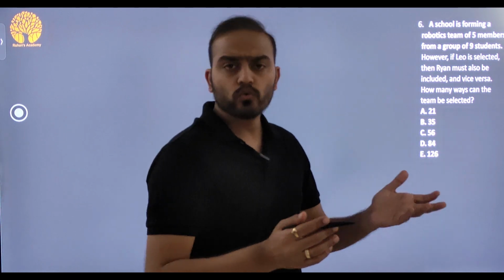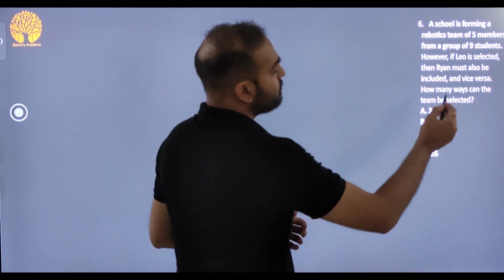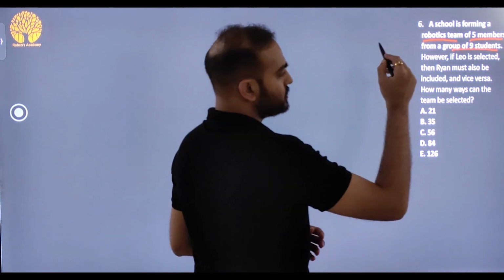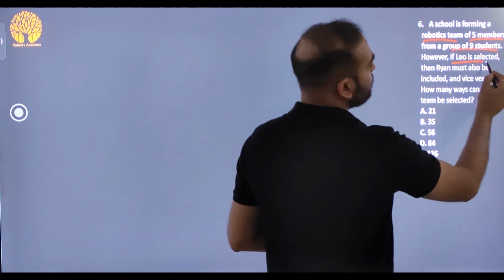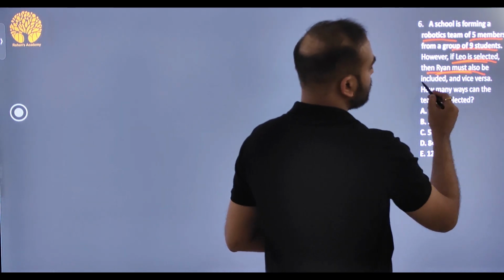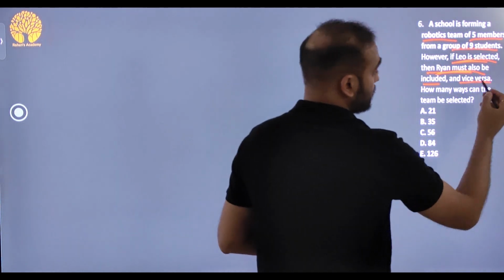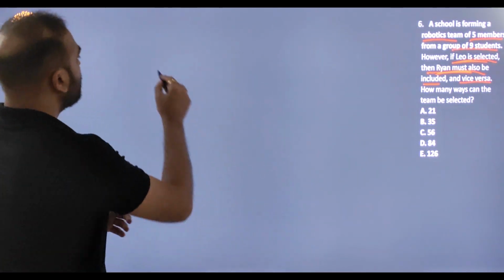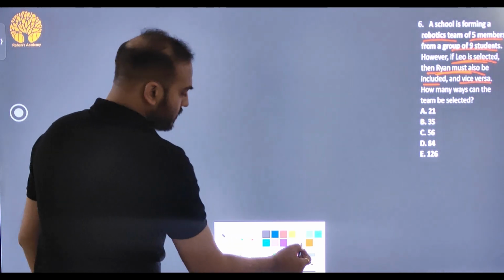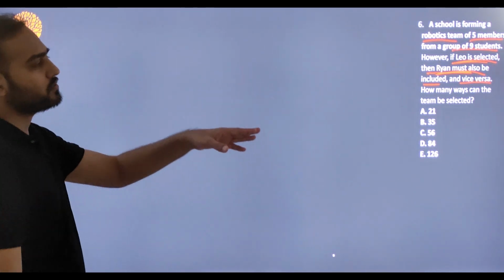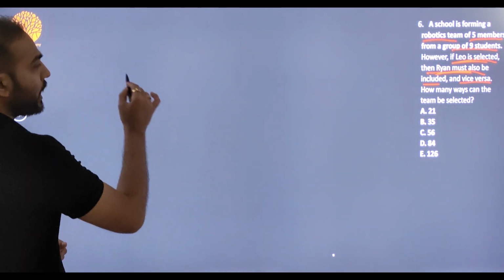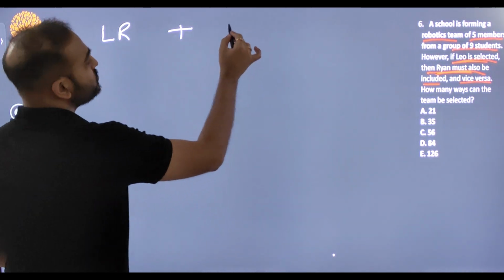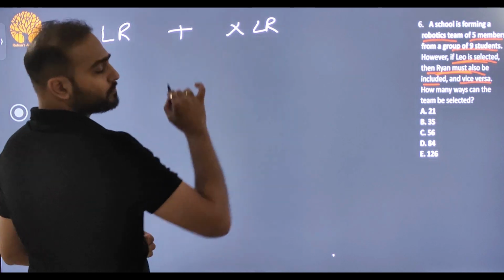This is similar to what we did just now. See, we have to make a team of 5 members from a group of 9 members. Now the constraint is, if Leo is selected, Ryan should also be included, and vice versa. That means if Ryan is selected, Leo is also selected. In short, again, think about it. Say you are the head. What will you do? Either you select both of them or you select none of them, right?